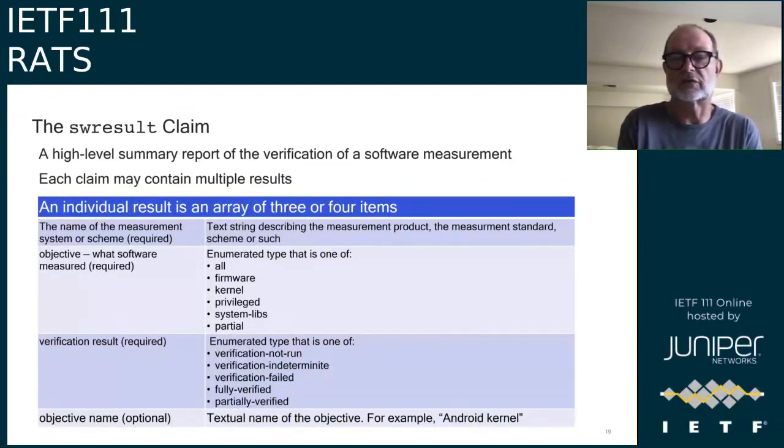And then the other is an enumerated type that says what the result of the verification was. Did the measurement run and complete and was fully verified? Did the measurement run and then fail? Did the measurement run and the results were indeterminate? Perhaps because something went wrong with the measurement, like it was unable to parse something. So you don't really know. It could be right, it could be wrong. You could say the verification was not run, or you could say the verification was partly verified.